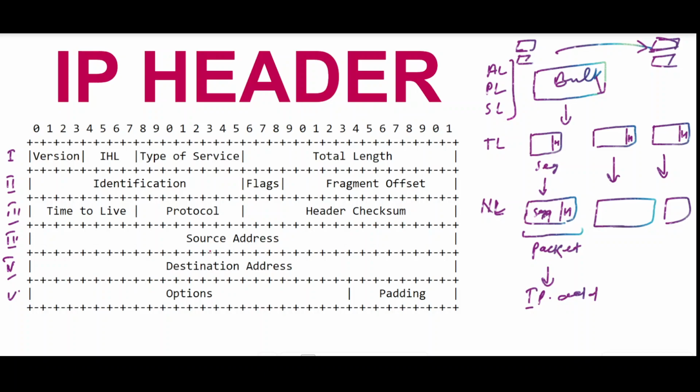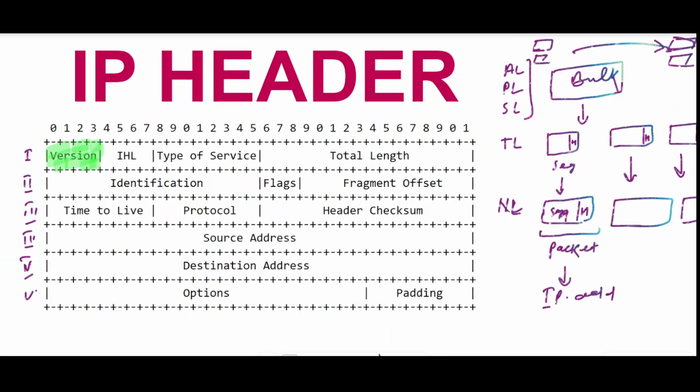Clear? Source IP address, destination IP address. Clear? Options and padding as well. This is the whole information about the IP header. Clear? Now we will provide each and every point. So in this video we will provide only information about version. Then we will provide internet header length. Clear? Now look at version.